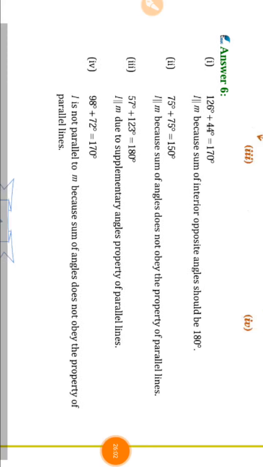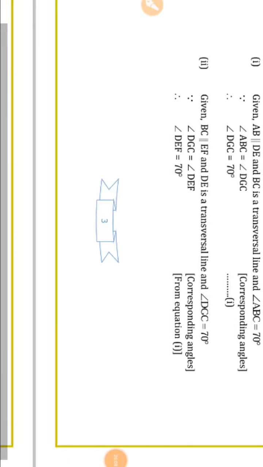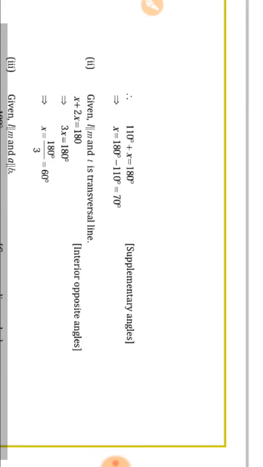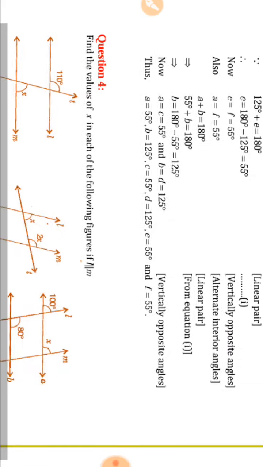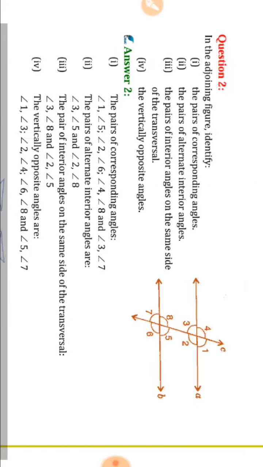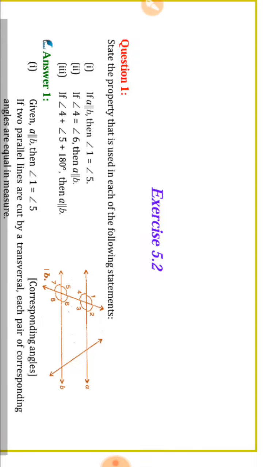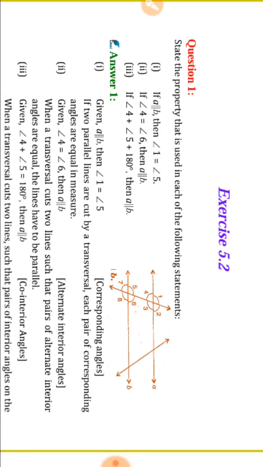So this is all about the 5.2 exercise, and this completes the lines and angles here. So study well, students, and when you practice more, then only you will be able to understand what the types of pairs of angles are. So what are the conditions, what are the properties, how we can apply, how we can find out. It is very interesting actually if you try to understand and try to involve in this lesson.